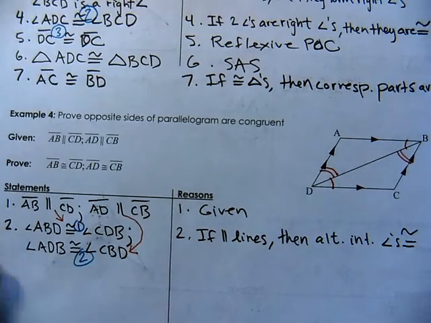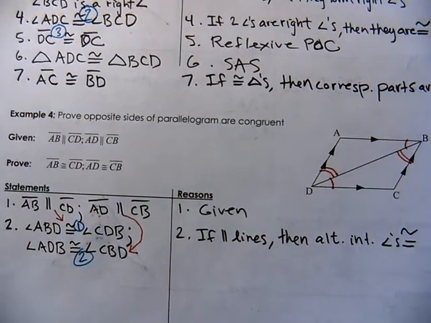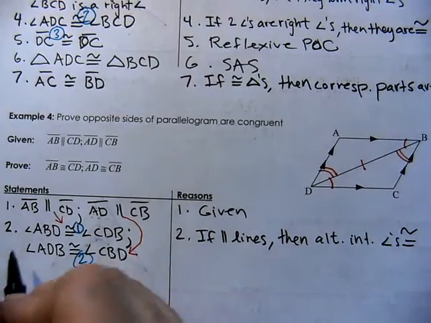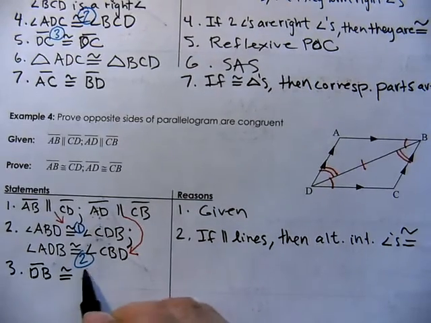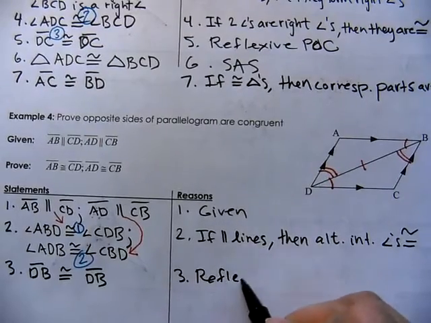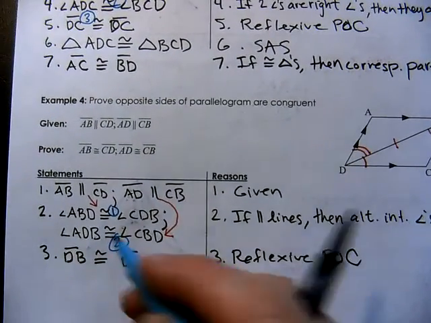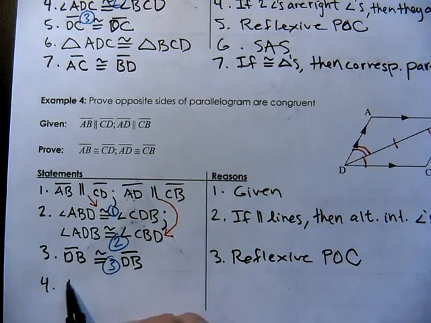So we went from a state of having 0 pairs of congruent parts to all of a sudden jumping up to having 2. Again, we always have to have 3. So go back to the diagram and see if there's anything else that you can add. There's our shared side, so a tick mark on segment DB. So statement number 3, segment DB is congruent with itself. And that's our reflexive POC. And now that we have 3 pairs of congruent parts, now we can say the triangles are congruent.